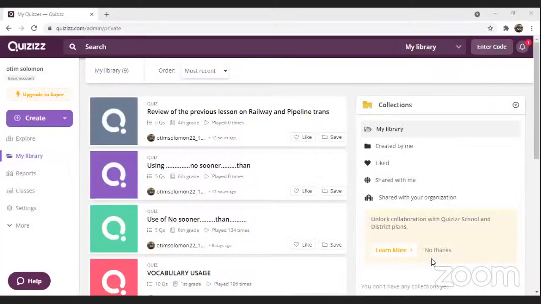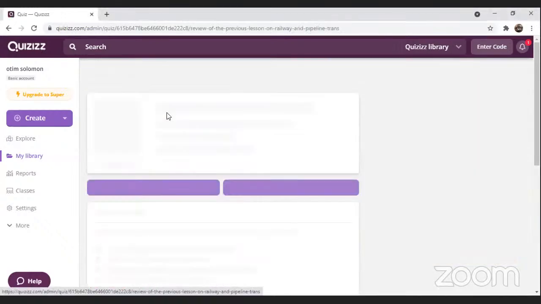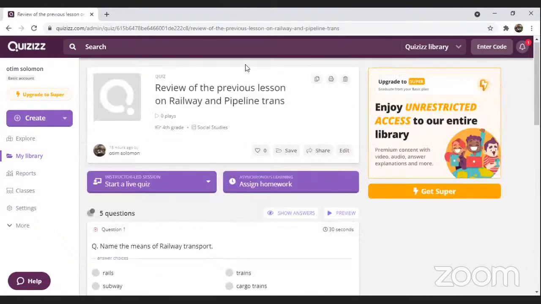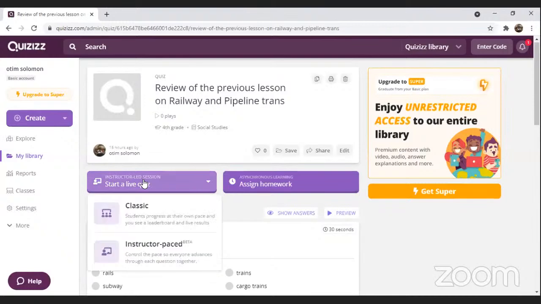I'm going to share on quizzee so that we can get started. This is our quizzee. So you get ready, and make sure you participate in the lesson. I'm going to share with the sound so that we can be able to see how we are doing. Okay, review of the previous lesson. This is our review, and I'm going to start this live lesson here.